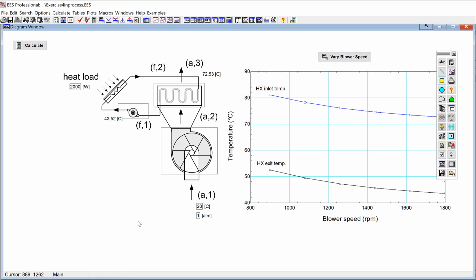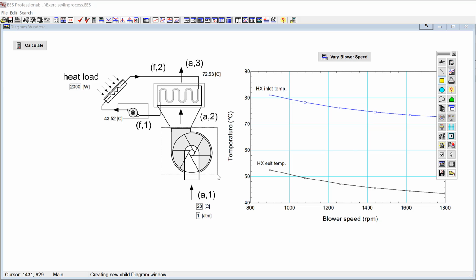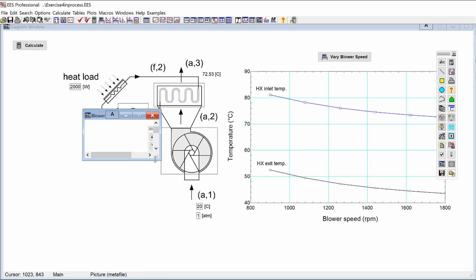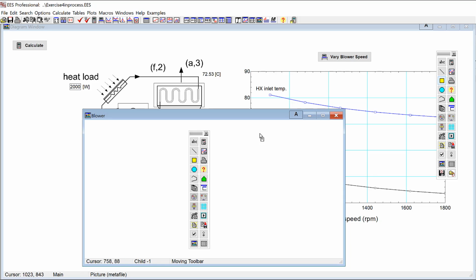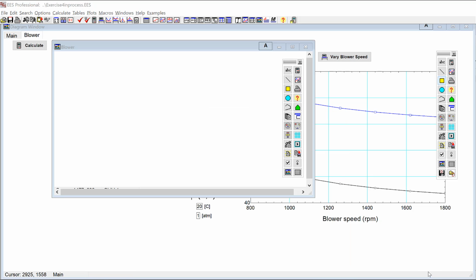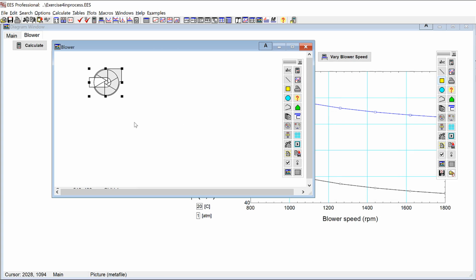Okay, so I'll hold down Shift and Control, and then I will define the first hot area to be coincident with that box that I just drew right there. And we're going to call this the blower, and we'll hit OK. And now I get my blower child diagram window. So in the blower child diagram window, I probably want to put a picture of the blower, and then also some input variables about the blower, and maybe some output variables about the blower. Okay, so let's go ahead and throw a picture of the blower on here. So I have one of those already made, so we'll put that on there. Make it bigger.